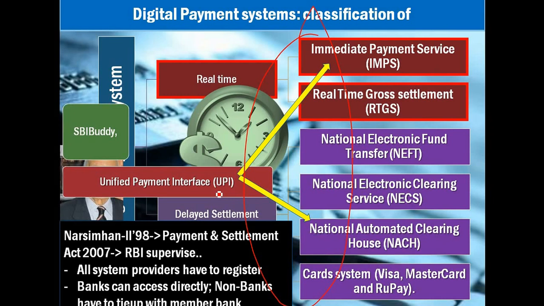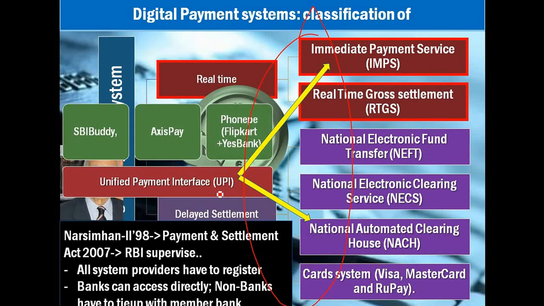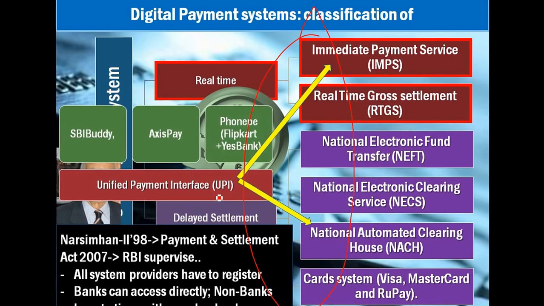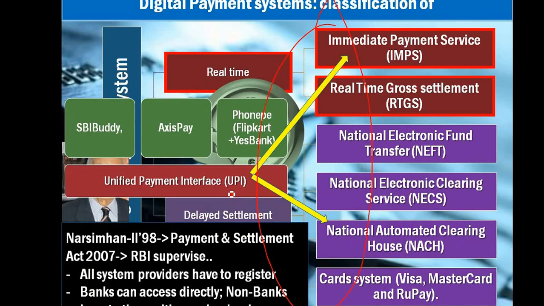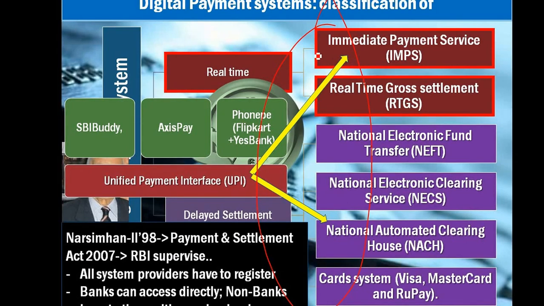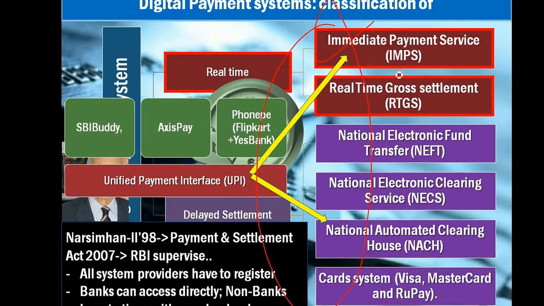For example, SBI developed an app called SBI Buddy to transfer money in real time, which uses the IMPS service, and under which they use Unified Payment Interface. Similarly, Axis Bank developed Axis Pay, and a non-banking entity, Flipkart, developed PhonePe in collaboration with Yes Bank. So this is about the various digital payment systems we have available.